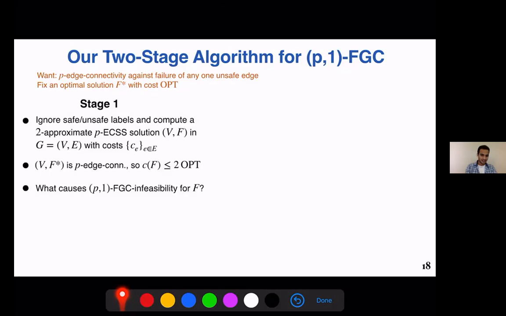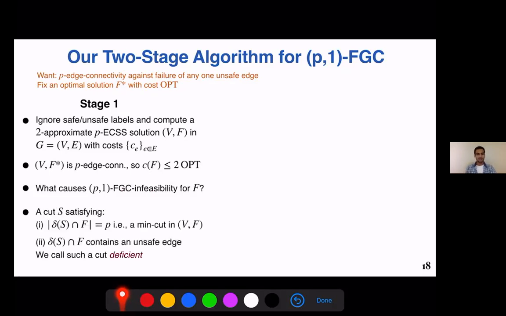Now let's ask ourselves what makes the solution F infeasible for p,1 FGC. The problematic cuts are basically those cuts where the size of the cut is exactly p, that is, it is a minimum cut in the subgraph (V, F), and it is the case that delta S intersect F contains an unsafe edge. So if this edge fails, then we have a cut where we only have p minus 1 edges. So these are the kind of cuts that are problematic, and we'll call them deficient.